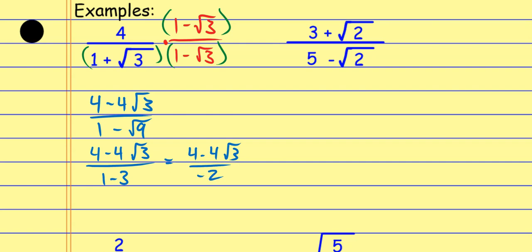But now continue to simplify. I can use my distributive property here. That's a negative 2 plus 2 root 3. That's it, okay? Next one, same kind of thing.